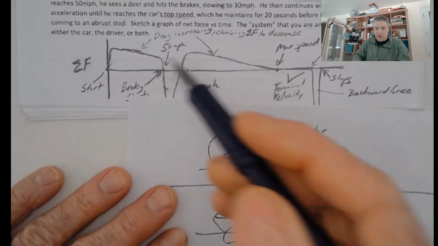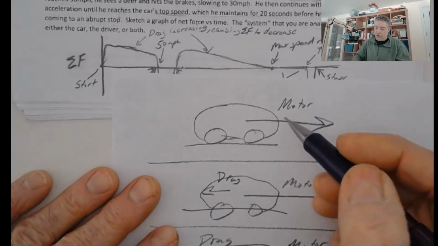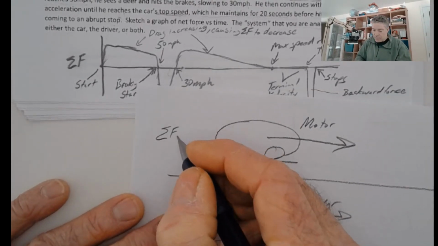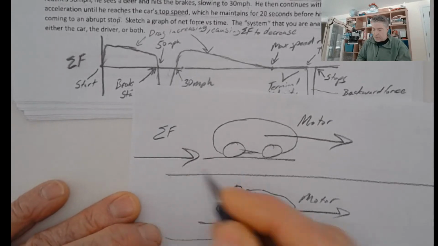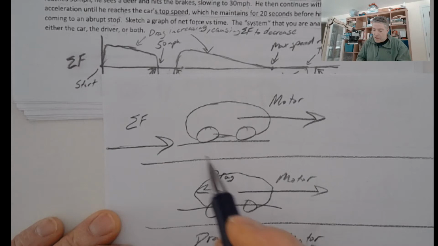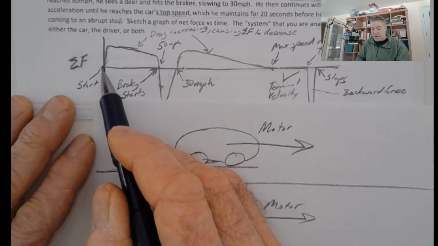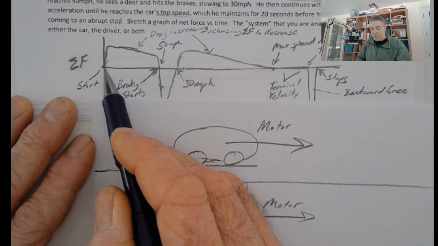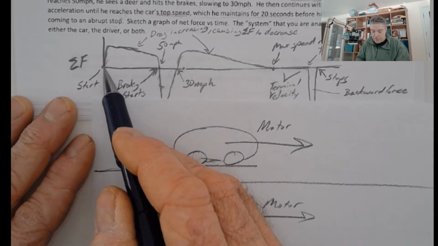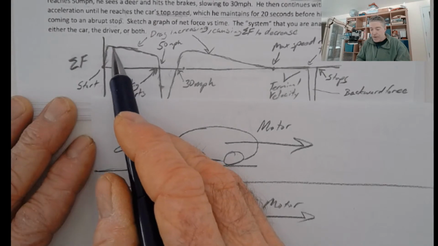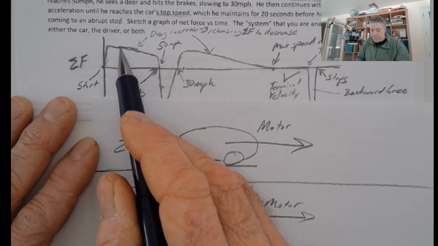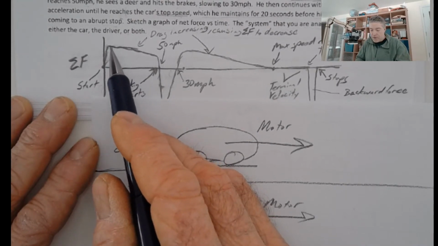So in the beginning, at the start, the motor is engaged, and I should put the net force. The net force is going to be basically the motor in the beginning. And the only reason I didn't start at a high force is you can't just go from no force applied to a strong force. So there's got to be some sort of increase in the force. Now, as the driver accelerates, this is a positive net force.